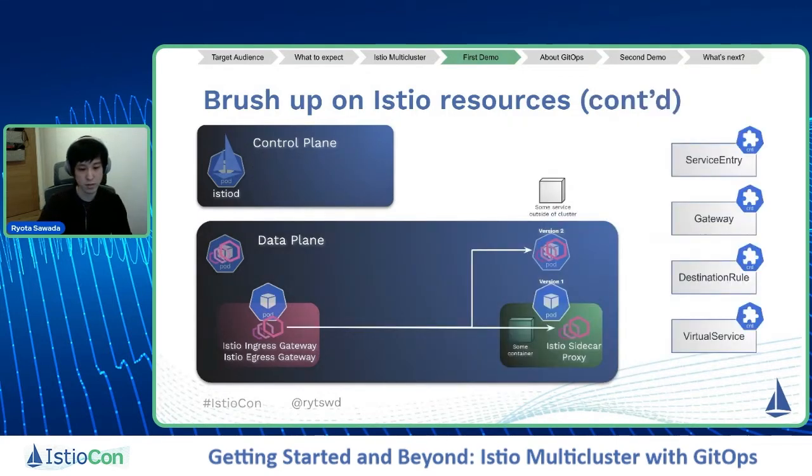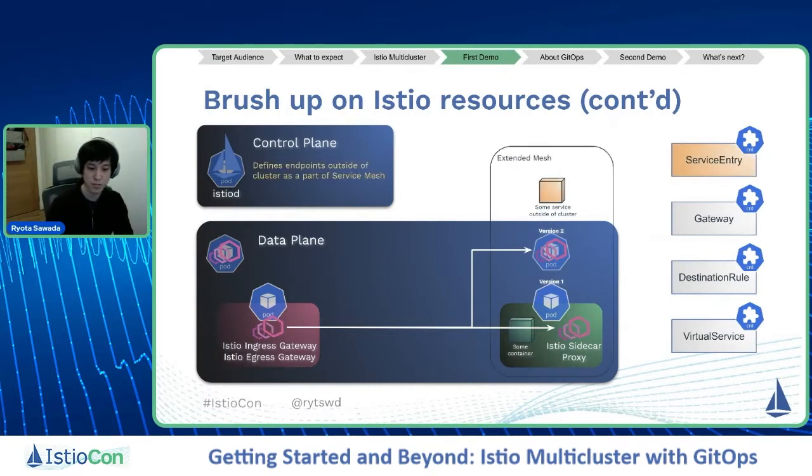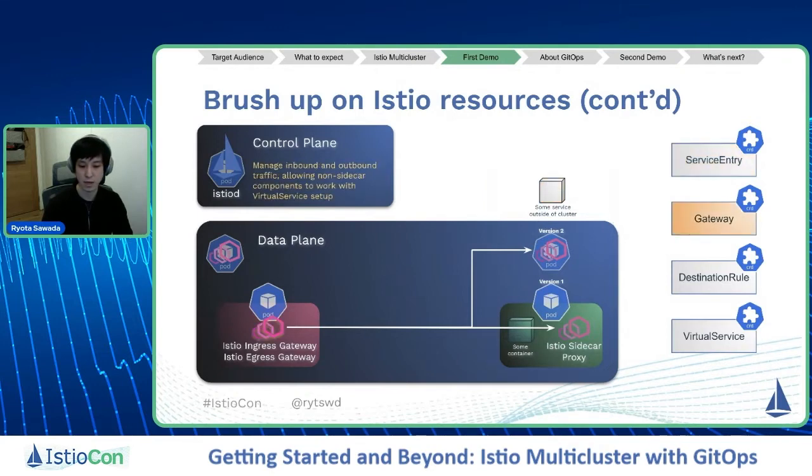And also, let's briefly touch on the main custom resources used for traffic management. Service entry is used for configuring some services outside of your cluster to be part of your mesh. Gateway is used to ensure Istio ingress and egress gateways can get traffic routing. Destination rule is used for traffic updates, such as load balancing, connection pool handling, etc. And virtual service defines the routing.